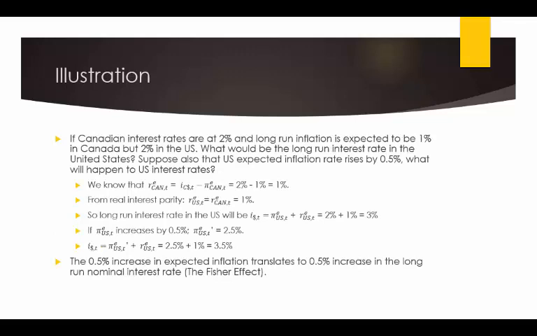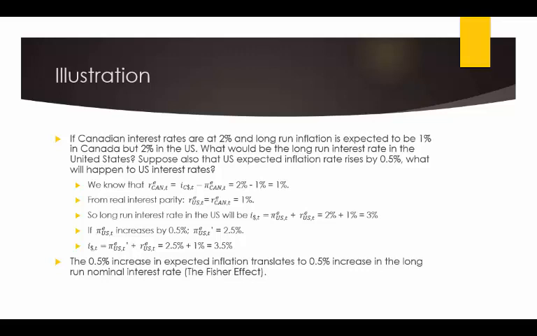Let us now walk through a brief illustration of these results. Suppose Canadian interest rates are at 2%, and the long-run inflation rate is expected to be 1% in Canada but 2% in the United States. What would be the long-run interest rate in the United States as a result? Next, what would happen to US interest rates if US expected inflation increases by 0.5%?